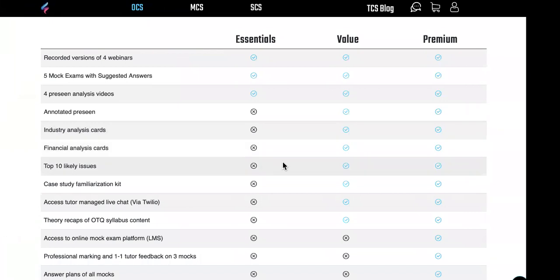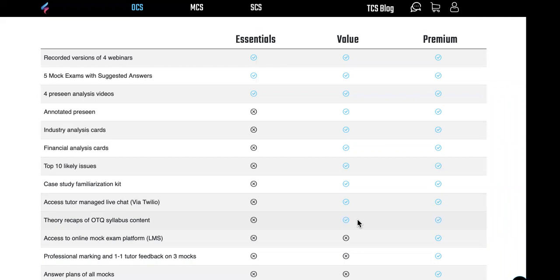Then you'll get your hands on the top 10 likely issue slides, which highlight the top 10 likely scenarios which can be tested at your exam. And you'd get the case study familiarization kit, and you'd have access to a tutor managed live chat via Twilio, and theory recaps of OTQ syllabus content pertaining to E1, P1, and F1 related syllabus areas.